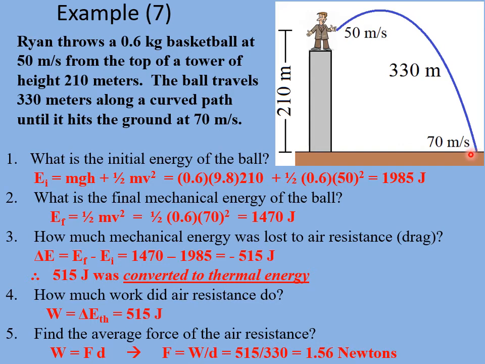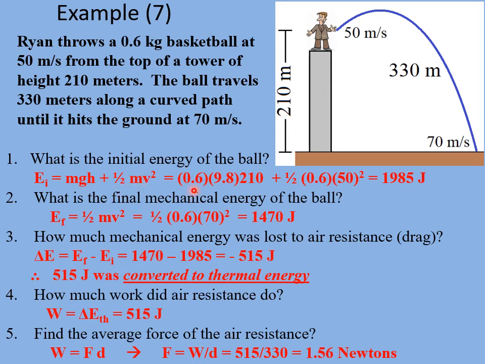Now, this is a problem where we're actually going to include wind resistance, all right? So this is a 5-part problem. We're going to do quite a few things here. Question number 1 is, what is the initial energy of the ball? So we have to think about, at the top of the tower here, what types of energy does the ball have? Well, it's moving at 50 meters per second, so it has kinetic energy. And of course, it's 210 meters off the ground, so it has potential energy. So the total energy of the ball is mgh, potential energy, plus 1/2 mv squared, kinetic energy.